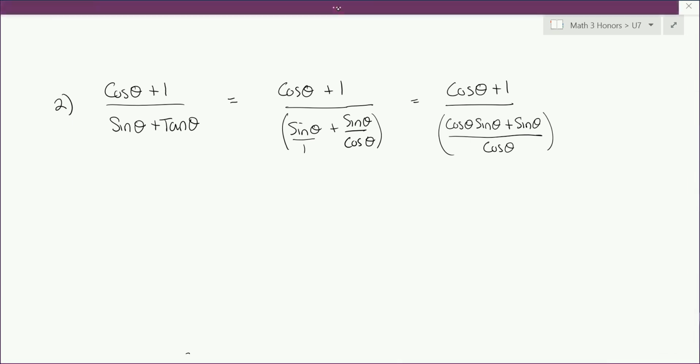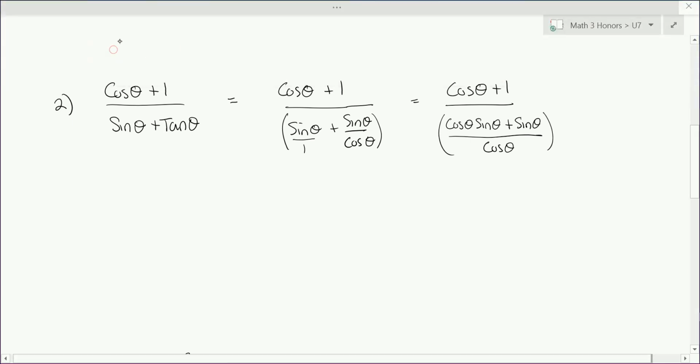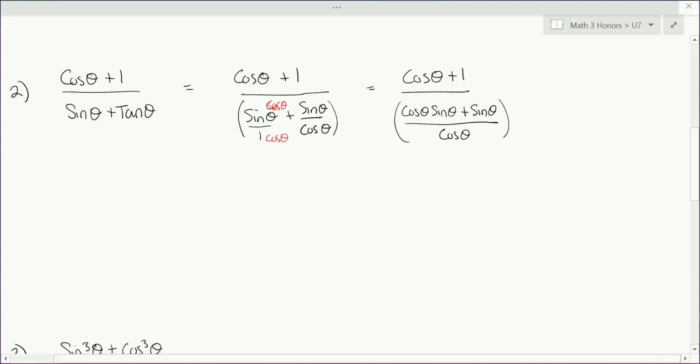So let me write something else here. So I'm multiplying top and bottom, sorry, by cosine here. Okay. So I got the sine cosine plus sine, that's the top, and the bottom stays the same when you add fractions. Okay. What do you see to do next? Okay. That's a good thing.